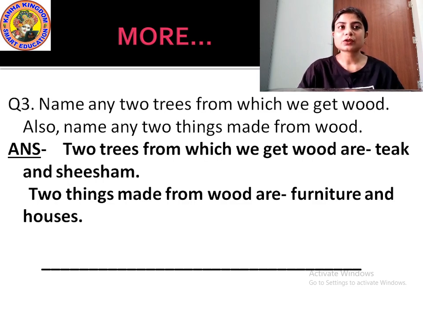Okay? So the answer is, two trees from which we get wood are teak and sesame. Okay? Two things made from wood are furniture and houses.